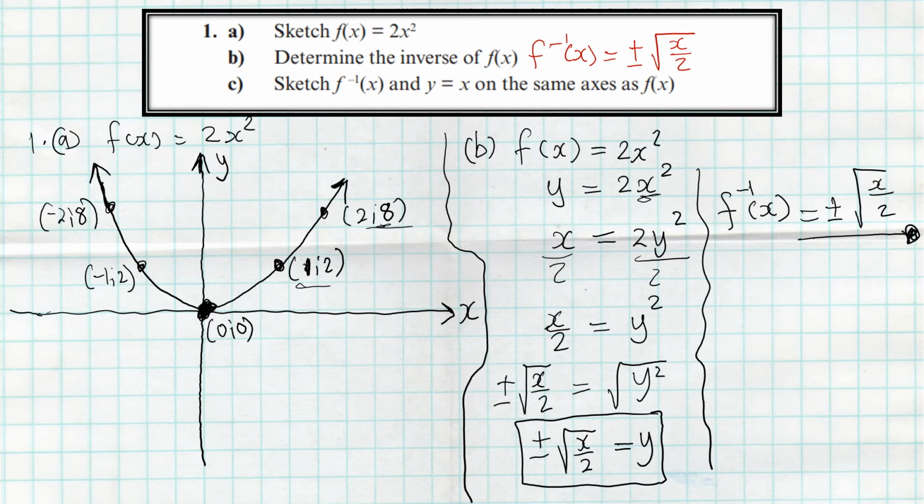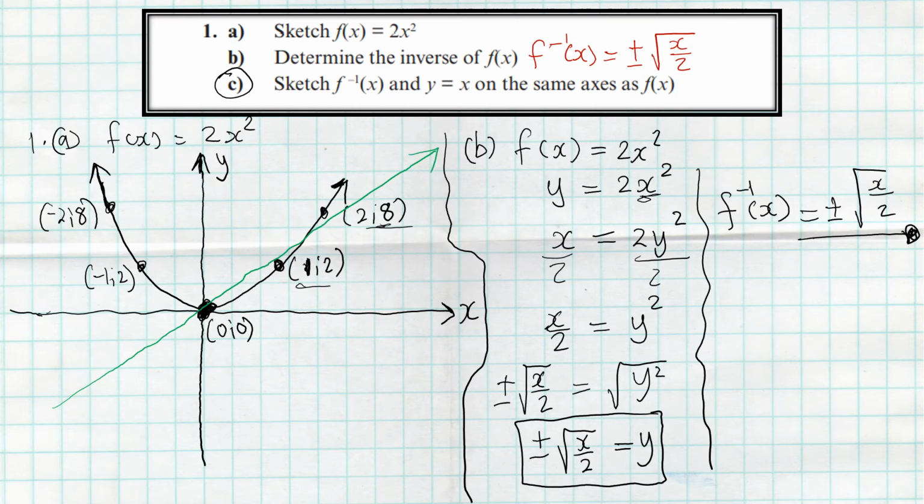Okay, the last question, C. It requires us to sketch f, the inverse of f of x, and the line y equals x on the same set of axes as f of x. So I'm just going to sketch it on this plane here. I already sketched f of x. Then I just need to sketch the one for y equals x. The line y equals x will just be that line moving like that. Or maybe I can use a different color, green, to show you the line y equals x like that.